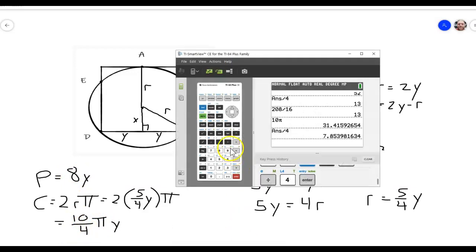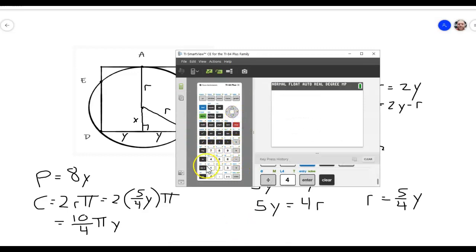Let me go to my calculator and do, you can already see I did that, 10/4 times pi. So 10/4, let me do parentheses, 10/4 times pi. Second pi. And you get a value that's just under 8. So this is 8 times whatever you put in for y. This is just under 8 times whatever you put in for y.